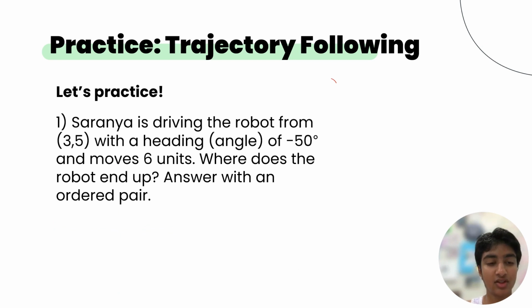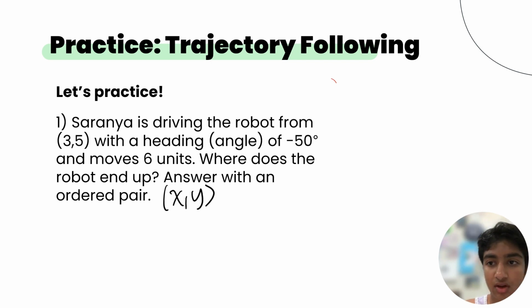Okay, so Saranya, I'm driving the robot from 3, 5 with a heading angle of negative 50 degrees, and I move 6 units. Where does the robot end up? Answer with an ordered pair. An ordered pair, just remember, is x, y.